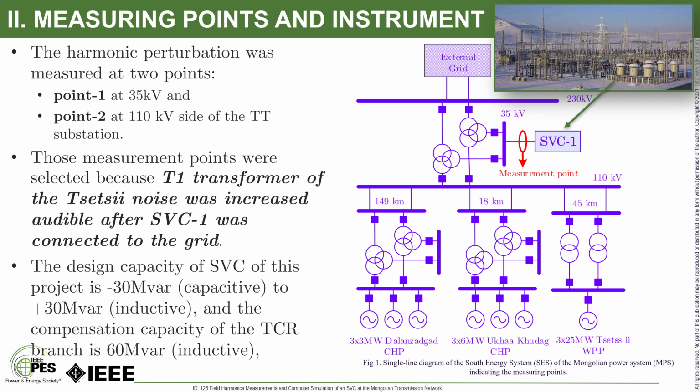The static voltage compensator installed in that 3-voltage-level substation has a maximum capacitive reactive power of 30 MVAr and inductive power of plus 30 MVAr. In this case, we are using a thyristor-controlled reactance module. Let me go to the next slide.